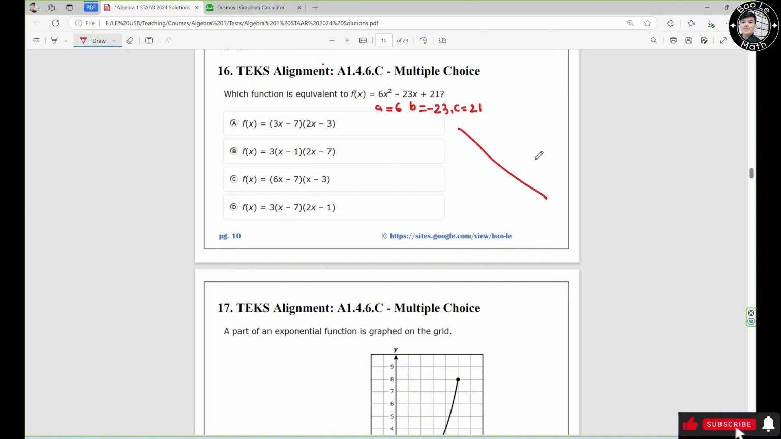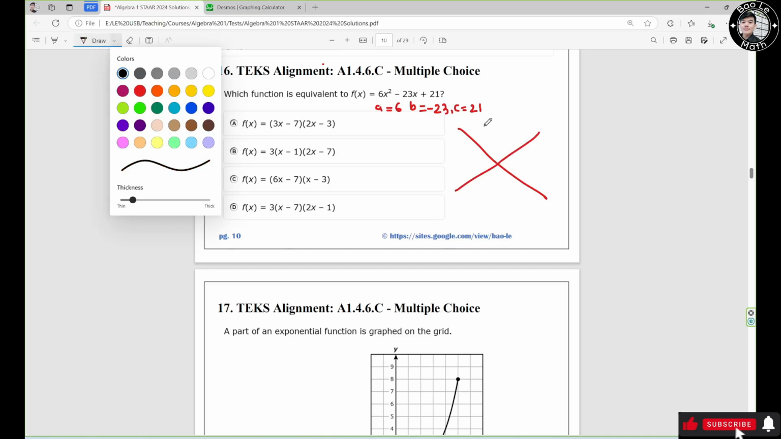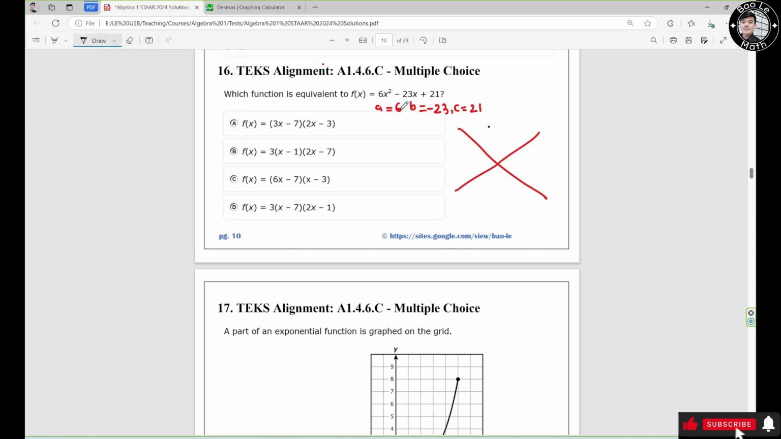Now you're going to use the X method to factor this one out. So you need to find two numbers that multiply to a times c. Now on the top right here, you put a times c. It's going to be 6 times 21, which is 126, right? And then b equals negative 23. Now you need to find two integers that multiply to 126 and add up to negative 23. So it's going to be negative 14 and negative 9.